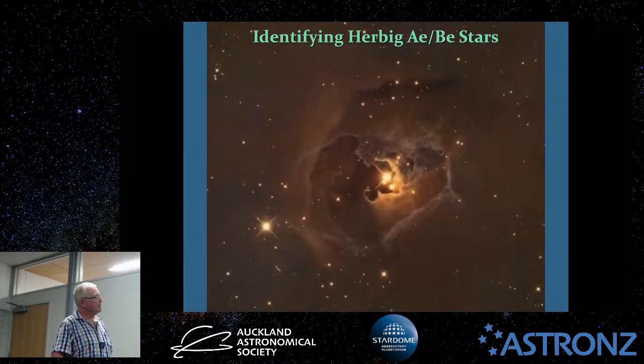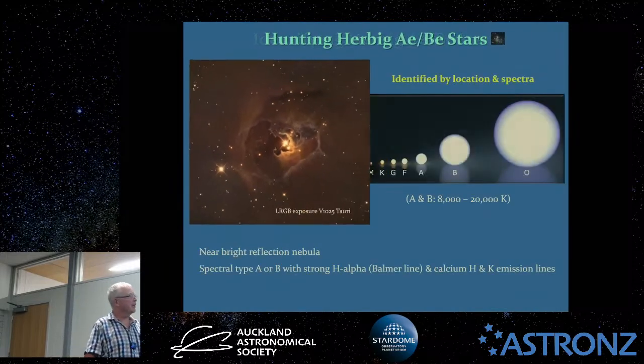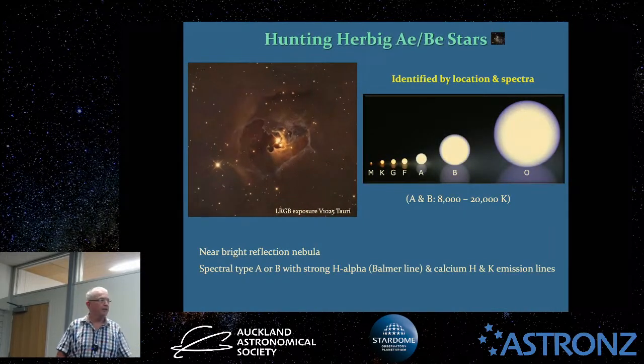So how do you identify them? What are the criteria for Herbig stars? Once again, location and spectra. So here they are. Here are your big A and B stars, a heck of a lot brighter, whereby their surface temperature is anything from 8,000 up to 20,000 degrees, so much hotter than your M, K, G and F stars. They are near reflection nebulae.